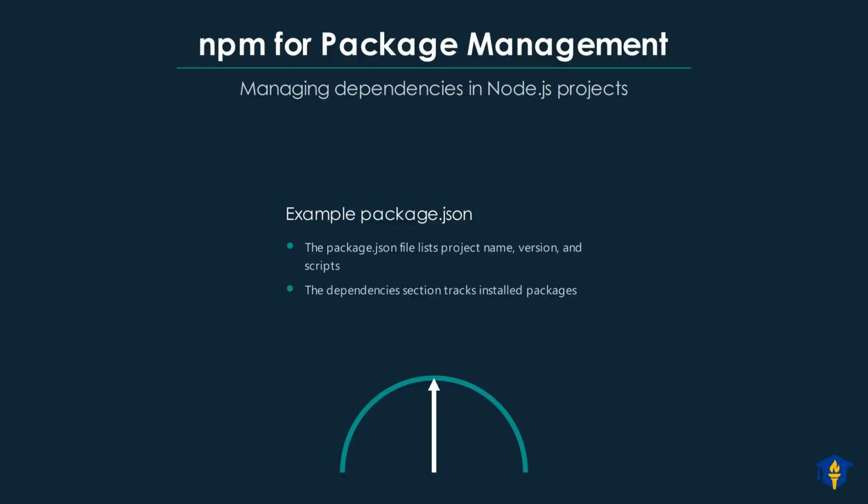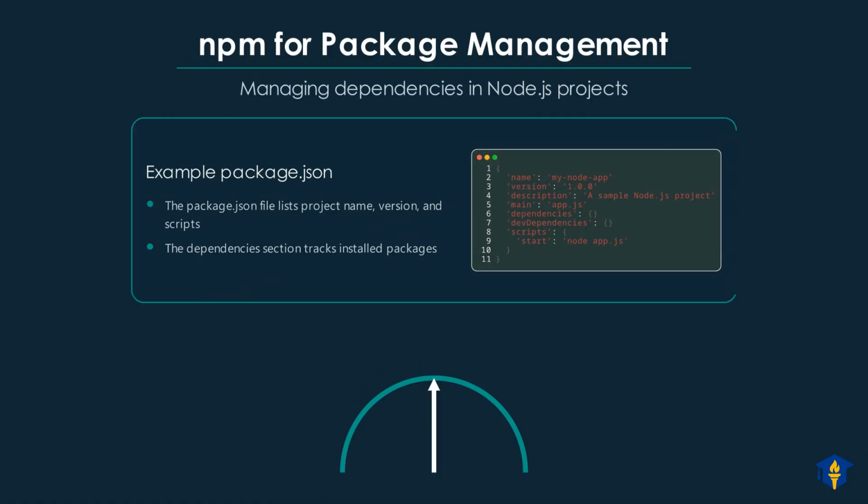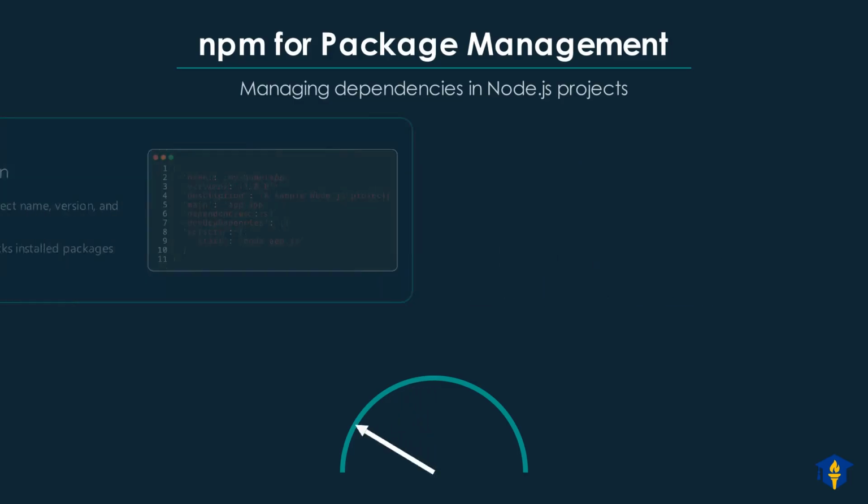Here is an example of a package.json file which outlines the project's essential configuration. This file lists the project name, version, and scripts, while the dependency section tracks all installed packages. This is an example of the package.json structure, showing fields for name, version, scripts, and dependencies.